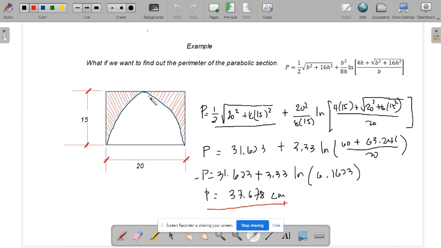Okay, this will be all for parabolic and elliptical sections. In my next video, I'm going to show you how to compute composite shapes or composite figures. So let's try to remember all the different areas of our plane figures, because that will have something to do with composite figures. So see you in my next video.